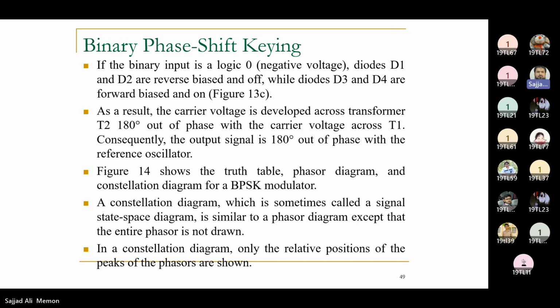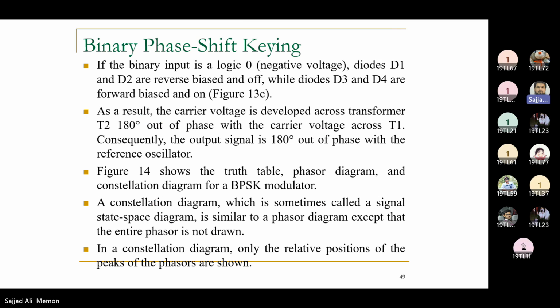And 13C displays that if the binary input is a logic 0, that is negative voltage, diodes D1 and D2 are reverse biased and off, while diodes D3 and D4 are forward biased and on. That you can see in figure 13C. As a result, the carrier voltage is developed across the transformer T2 that is 180 degrees out of phase with respect to the carrier voltage across T1. Consequently, the output voltage is 180 degrees out of phase with the reference oscillator.